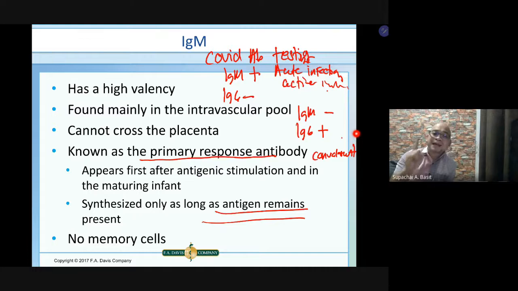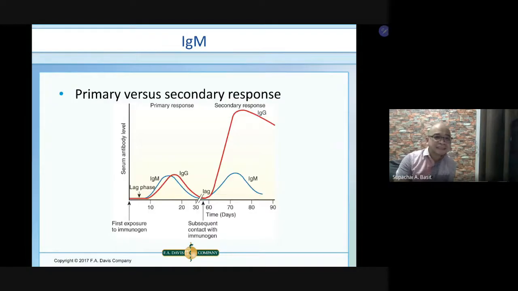So kapag mataas ang IgM, negative ang IgG, it means that there are still viral proteins present in your body. And because of that, you still have an acute infection or active infection. But if IgM is already negative and IgG is positive, then congratulations. You now have antibodies against that particular virus. Okay, so that is IgM.